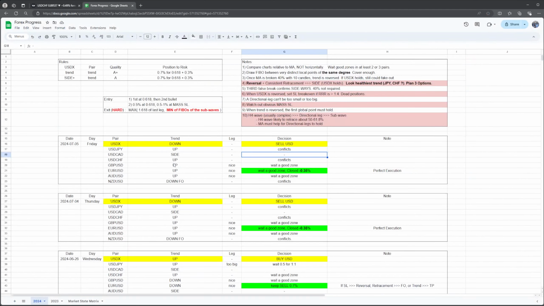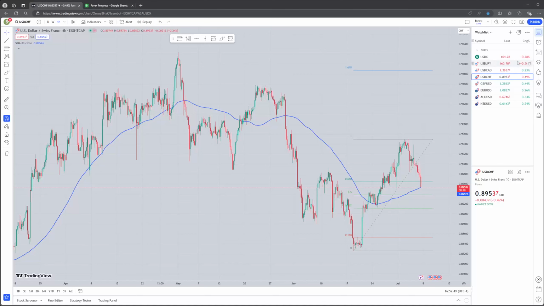So unfortunately, that story, USD Schweizer franc trend is up, USD is getting stronger against Schweizer franc, is conflicting with the USD index chart, right? So when we have conflicting stories, we will not force any trade. So we're not going to trade Schweizer franc.